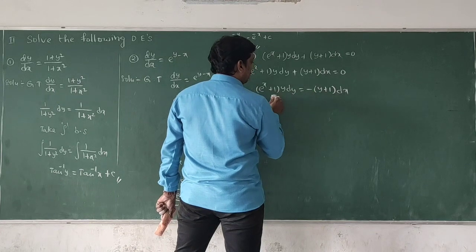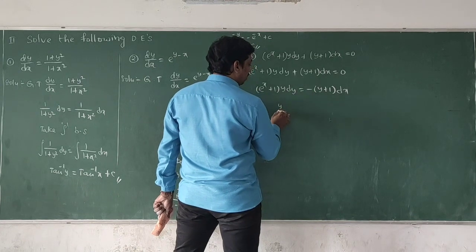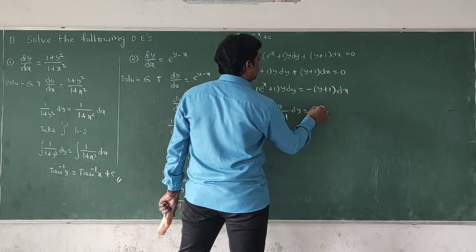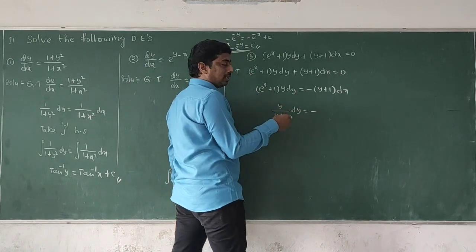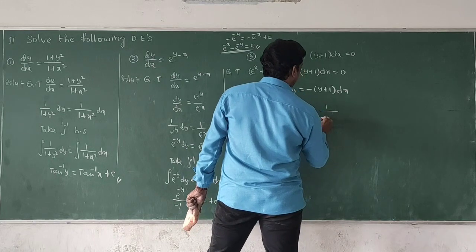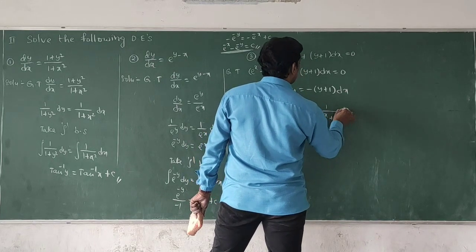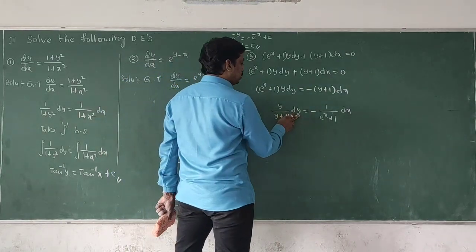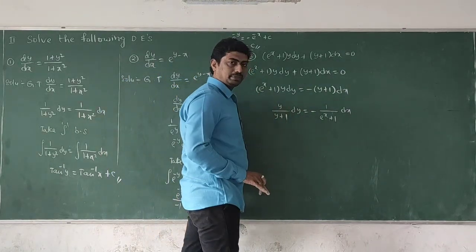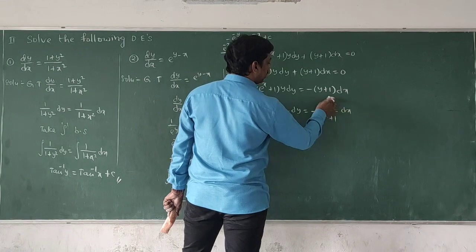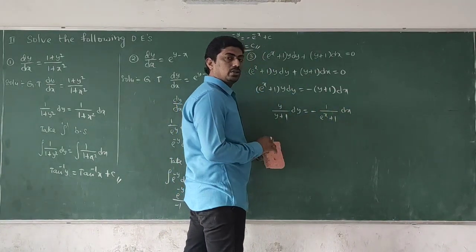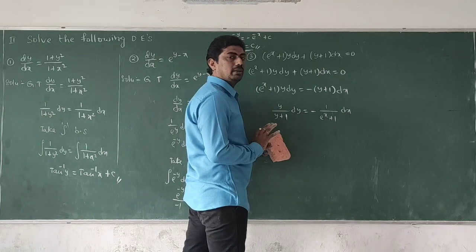Product y plus 1 taken to the opposite side, and already we have the y term, so y by y plus 1 into dy equals minus, product e power x plus 1 taken to the opposite side, 1 by e power x plus 1 dx. Now just observe here, with respect to y, the total function is in terms of y. With respect to x, the total terms are in terms of x. Then only we have the chance to solve the given problem by variable separation.